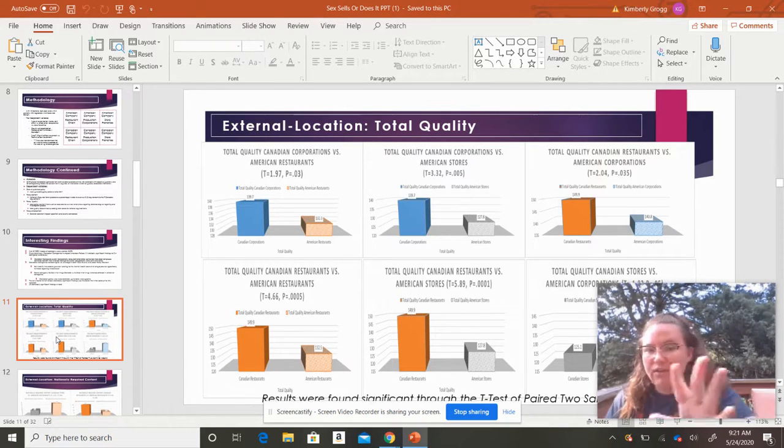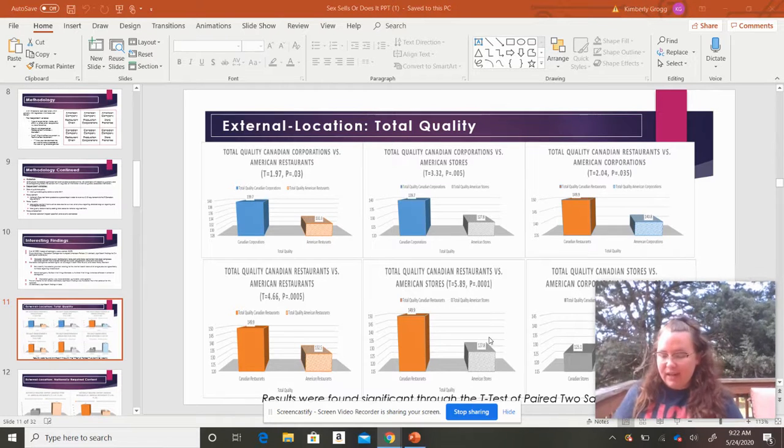I compared each of the different items. And if you see, Canadian companies more often than not beat American policies. I think I had 39 statistically significant findings between all the different things I looked at. That's largely due to the fact that I had quite a few dependent variables, like total quality, sanction deterrent, ideal policy content, and nationally required policy content.